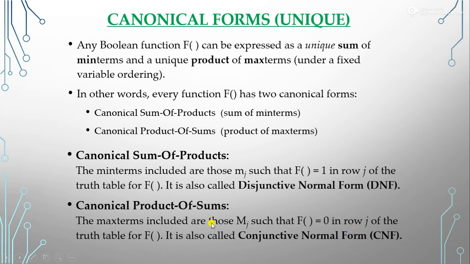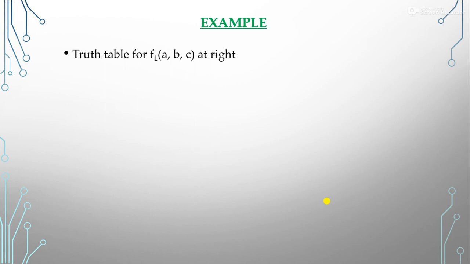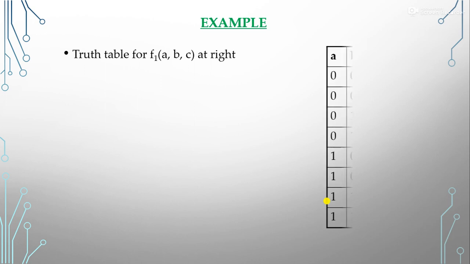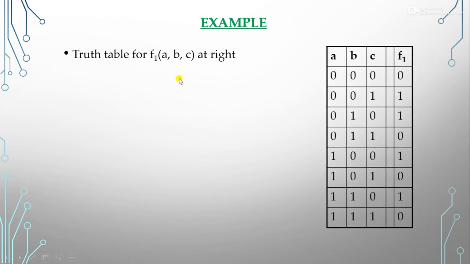The canonical product of sums is also called the conjunctive normal form, CNF. So CNF means POS and DNF means SOP. Clear? Now let's take some examples. Here we have the truth table with three variables A, B, C and our resultant is like that.